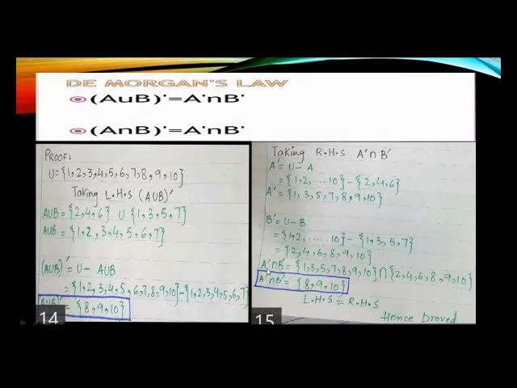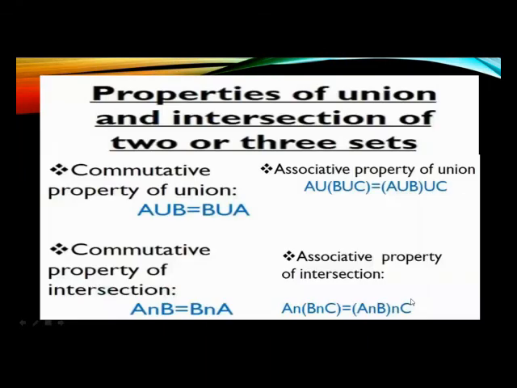So in the third step, for A complement intersection B complement, we write the result of A complement and the result of B complement and find their intersection. The intersection means their common elements, which are 8, 9 and 10. So it means left hand side equals right hand side.